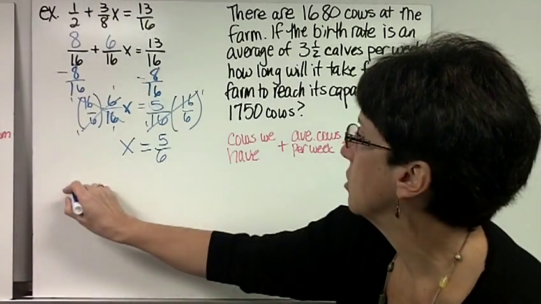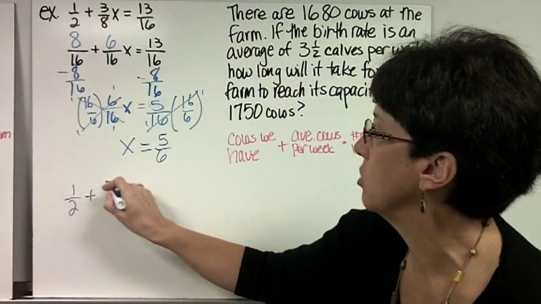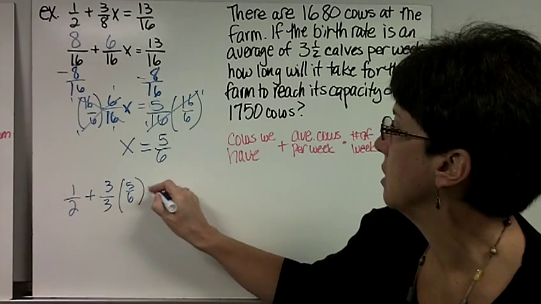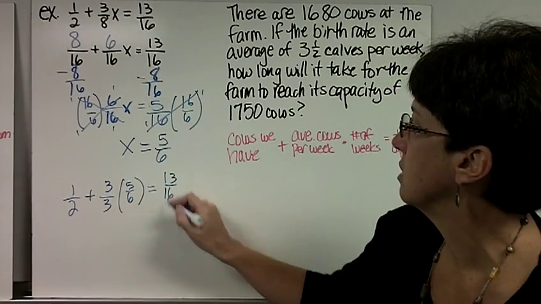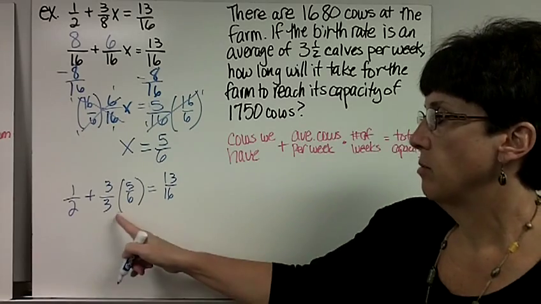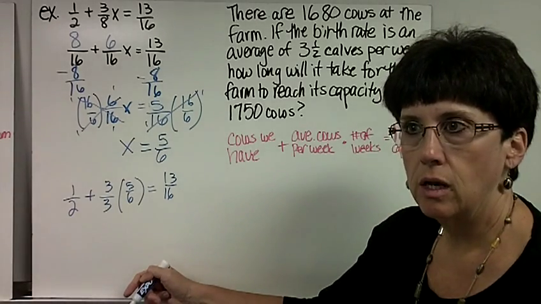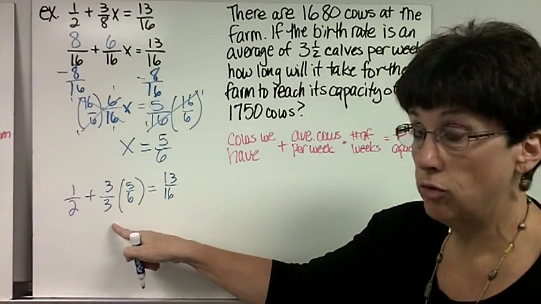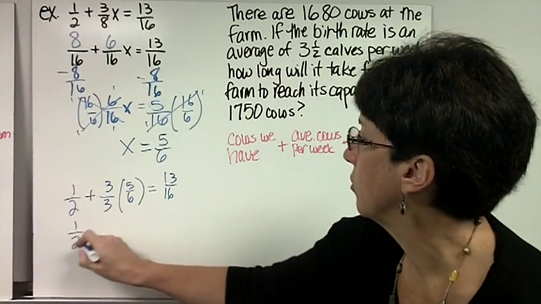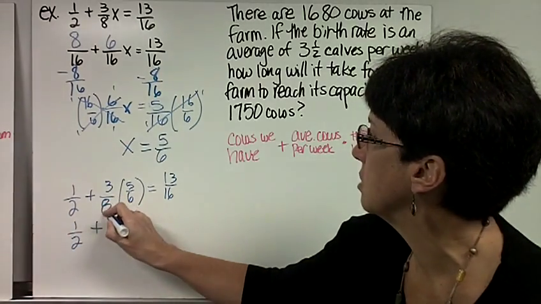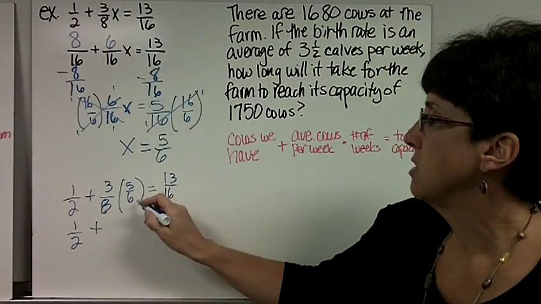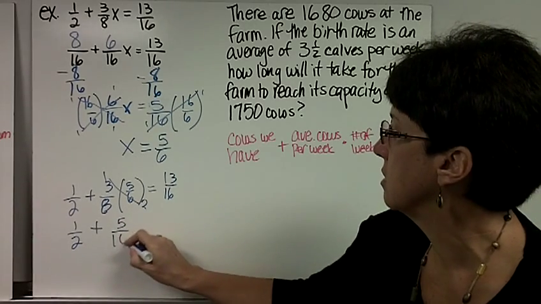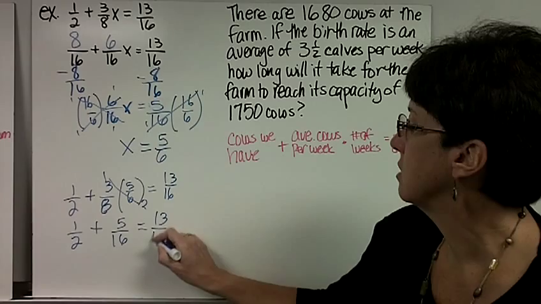Well, all right, I'll do one. So 1/2 plus, because this is what you can do on a test to check, 3/8 times 5/6 equals 13/16. So this is a problem like we had on the video from yesterday, where we have addition and multiplication. We need to follow order of operations. So we have 1/2 plus, this is 3/8, Mrs. Bowden, 3/8, make sure you copy it right. 6 and 3 simplify, 1, 2, so we get 5/16 equals 13/16.